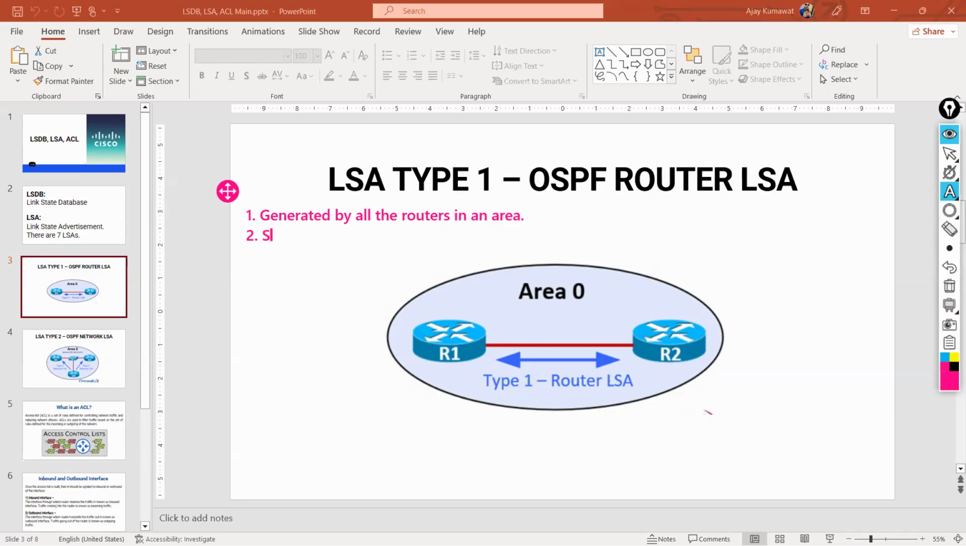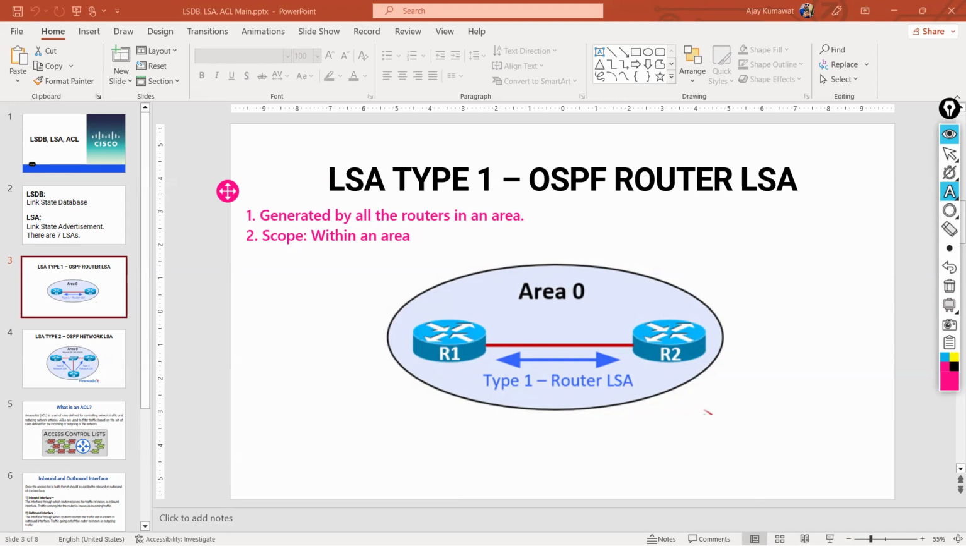And the scope of this LSA, that means how far this will travel: this will remain within an area only. It will never go out of the area. When I said all the routers in the area, they will have information about themselves. They will not have information about any other area. They don't know how many routers are available in the second area. They will know about themselves.